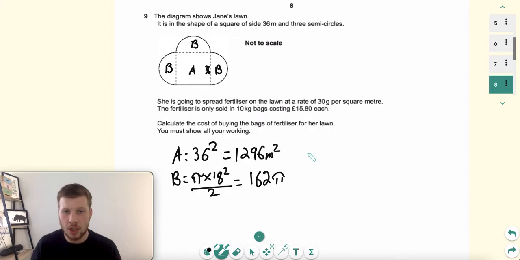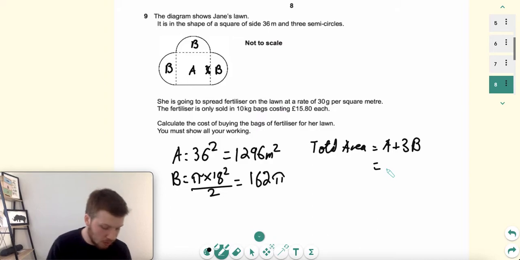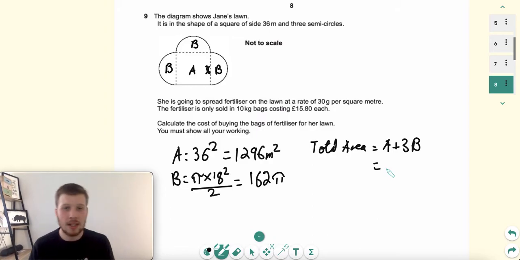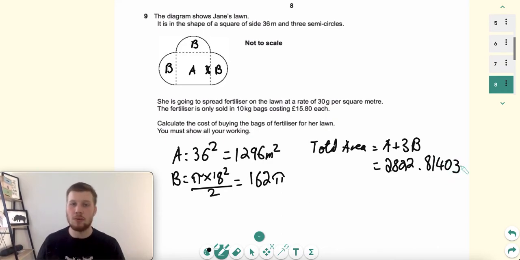So therefore, the total area is going to be equal to A, and I actually have 3 lots of B, so I'm going to add on 3B. So 1296 add 162 pi times 3, which is 2822.81403. And that is my total area of the lawn.